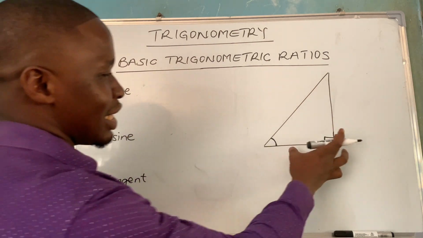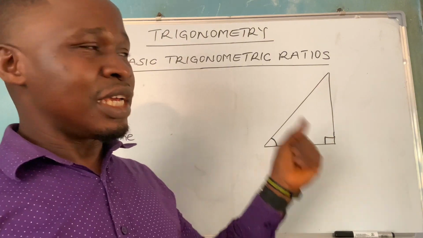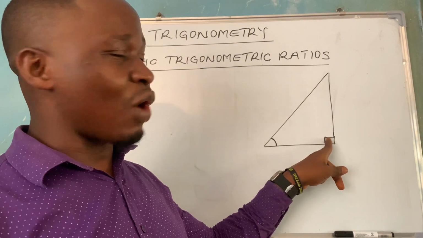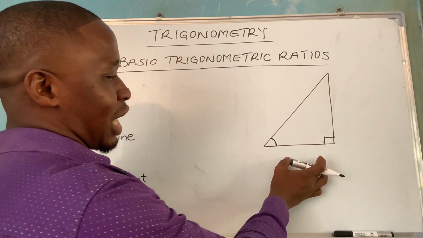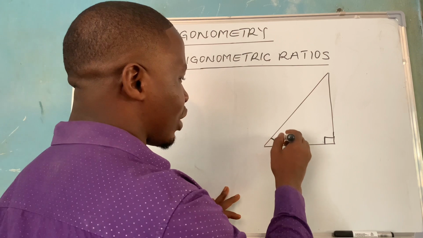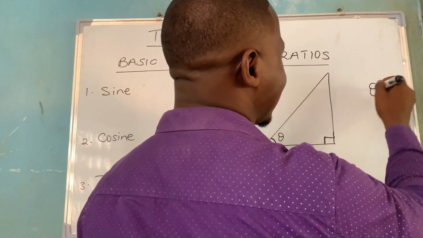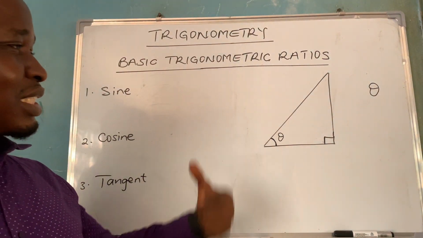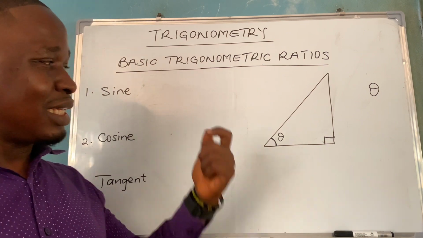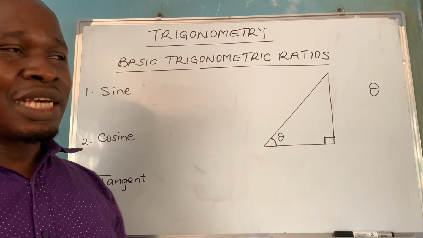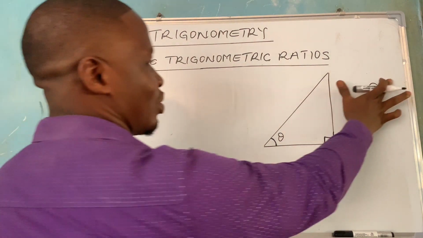Now let us say here is a right angle triangle. Remember, a right angle triangle is one in which one of the interior angles is exactly 90 degrees. Let us say we have a given angle here as theta. This is a Greek alphabet that we call theta. This theta can represent any angle. It can represent 30 degrees, 60 degrees, 48 degrees, every possible angle.